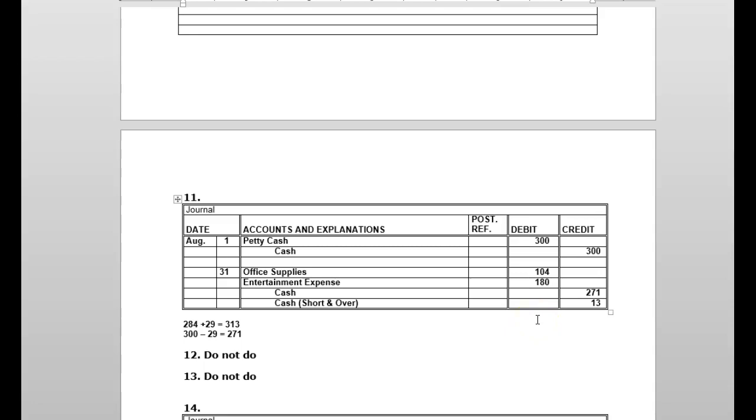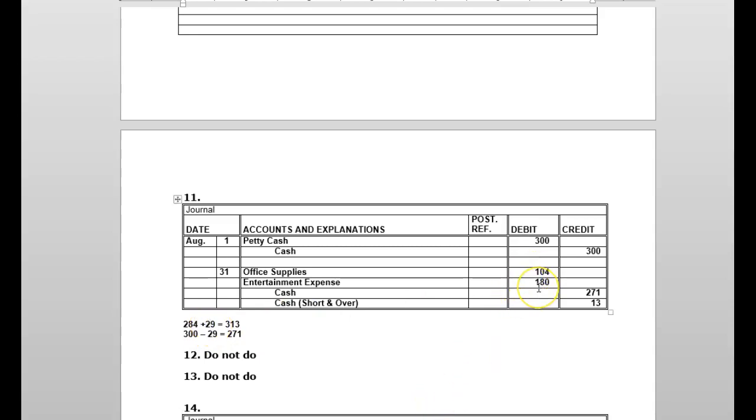Throughout the month, people will come in and out needing a small amount of change or a small amount of money to make purchases. They will get the money and they will bring back the receipt for it. Those receipts will add up during the month, and at the end of the month you sit down and calculate. In this case, this one has $104 worth of office supplies and $180 worth of entertainment expenses from the receipts, and you have $29 left in the account.